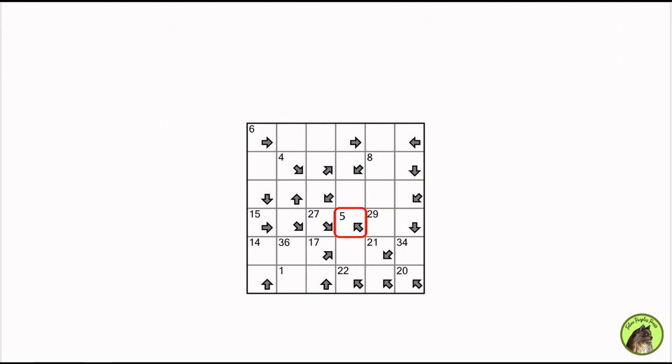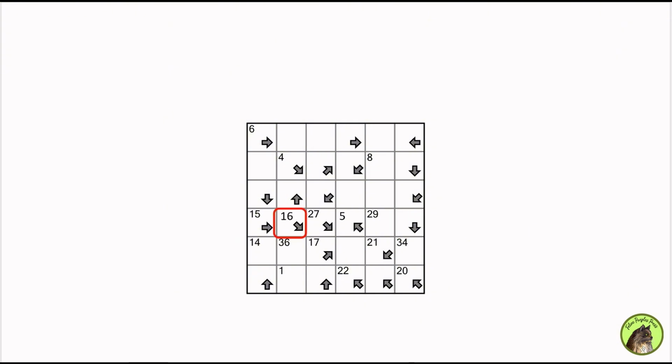This strategy can also work the other way. For example, this 15 here also has 2 possible cells where a 16 can be located. However, this cell here has an arrow down, pointing at 34 and 20, while we know we need a 17. Therefore, the 16 is not in this cell, meaning it must be in the other one.